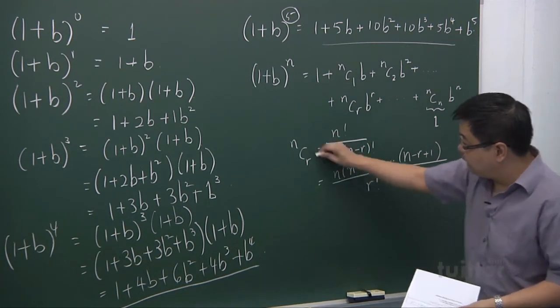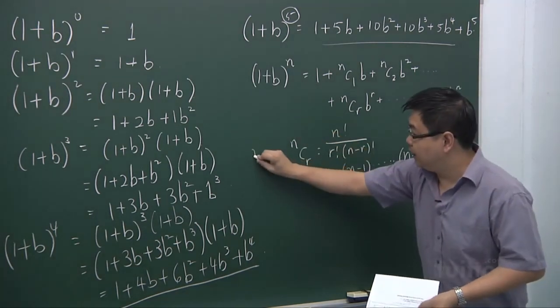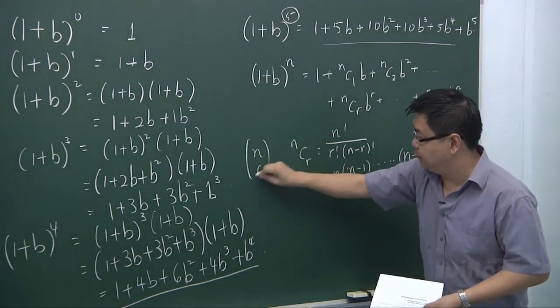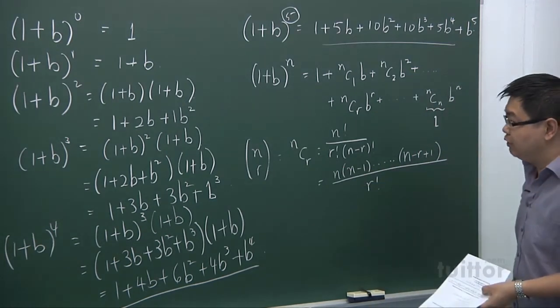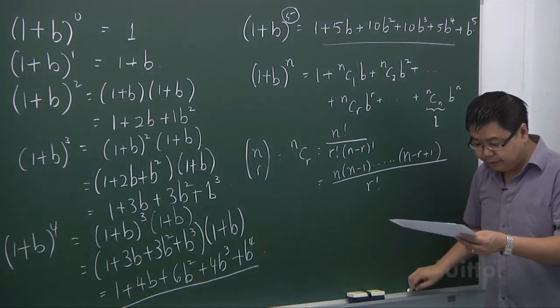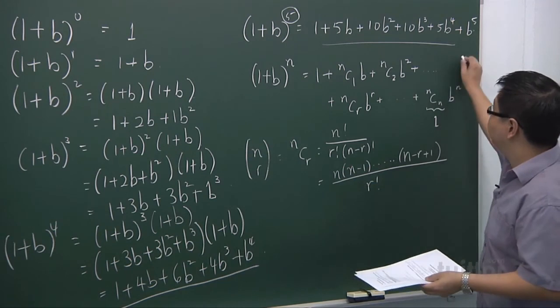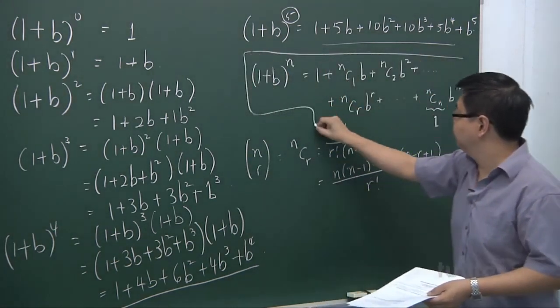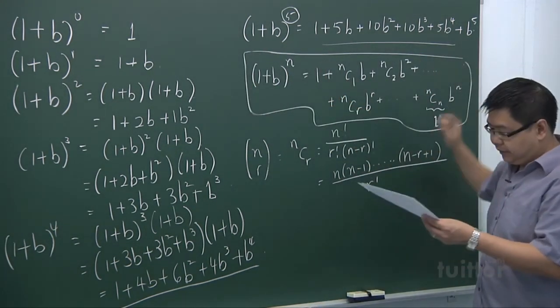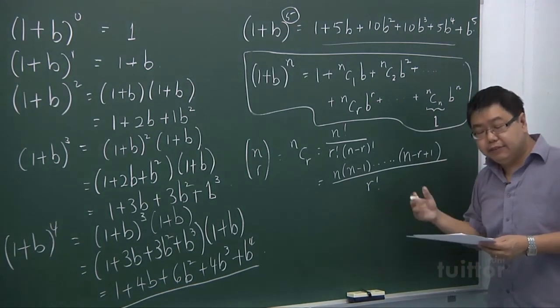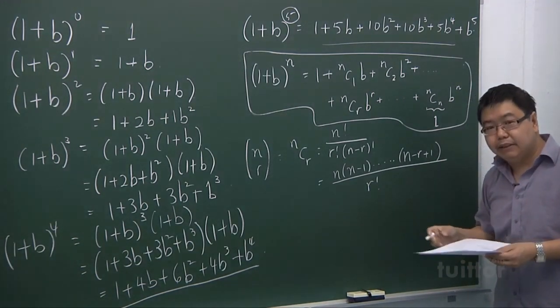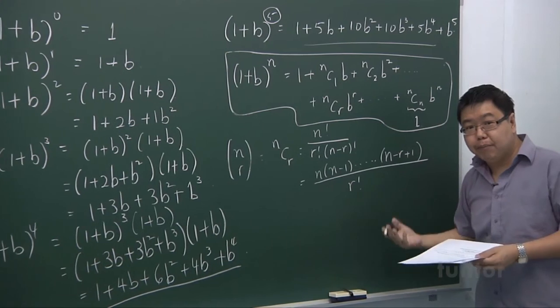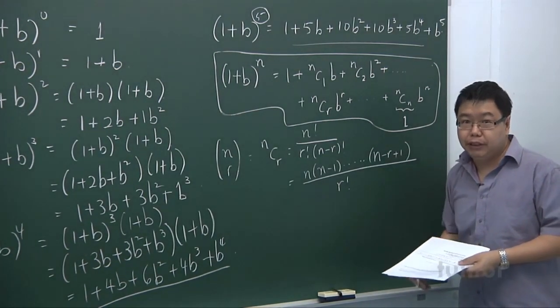Another way of writing n choose r would be writing it as nCr in this manner. You can calculate this using your calculator, definitely. And this is what we call the binomial theorem. In the next video clip, we'll be looking at some examples of how we can apply binomial theorem in our expansion. Thank you.